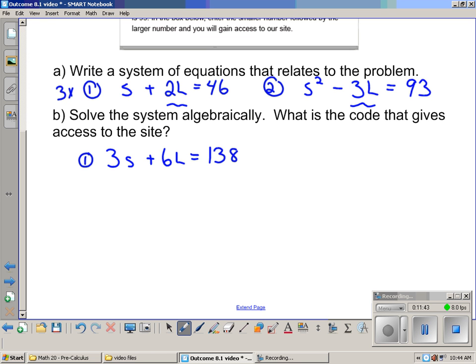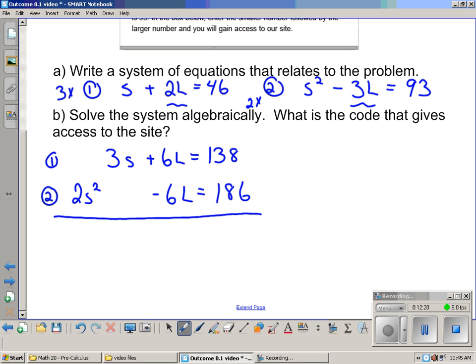To get 6l from equation number 2, I am going to multiply it by positive 2. And so it will become, I'm going to leave myself a little bit more room here. This is equation 1, equation number 2. Equation number 2, 2 times s squared is 2s squared. I don't have an s term, so I'm going to leave that area underneath there blank. And 2 times negative 3l is negative 6l. 93 times 2 is 186.